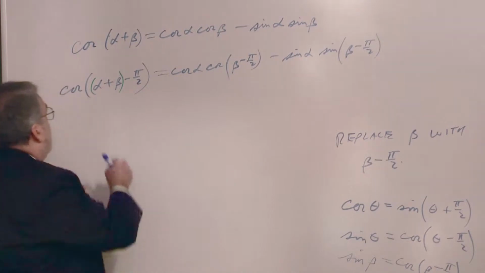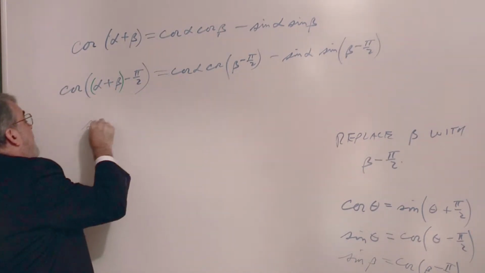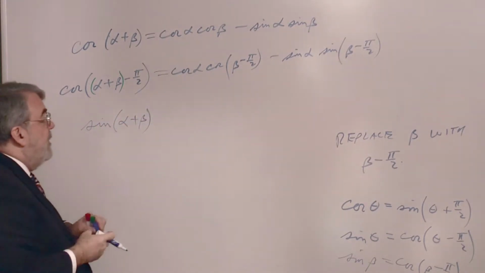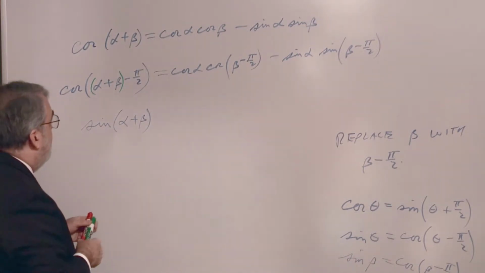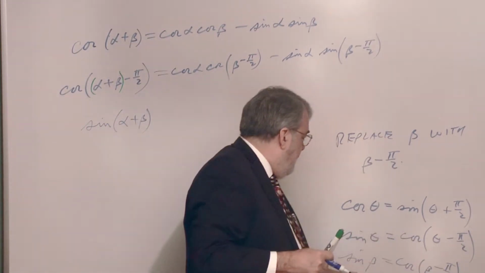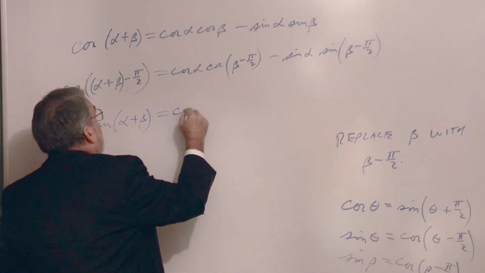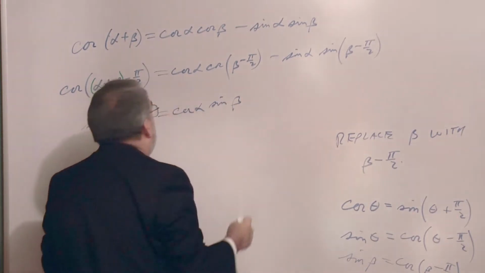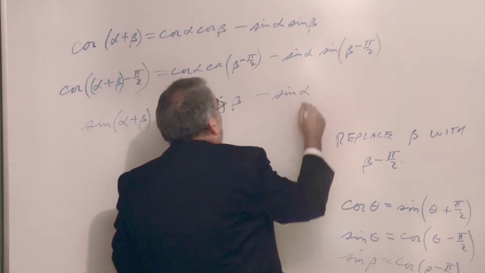We get this turns into a sine function. It's a phase shift to the right. So we have the sine of alpha plus beta. All right, that's what we wanted, because we wanted an identity for sine of alpha plus beta. Now over here, cosine of beta minus pi over 2 is sine of beta. So I have cosine alpha sine beta. So far so good.